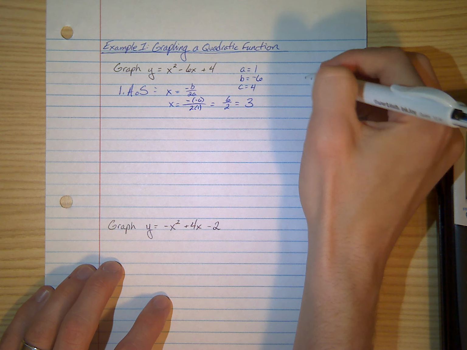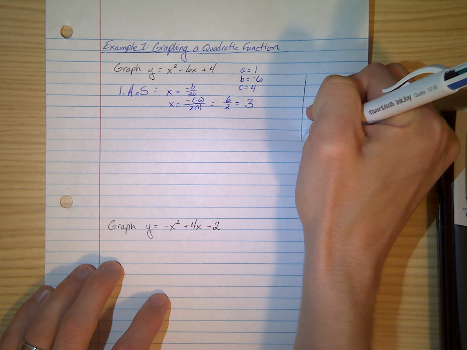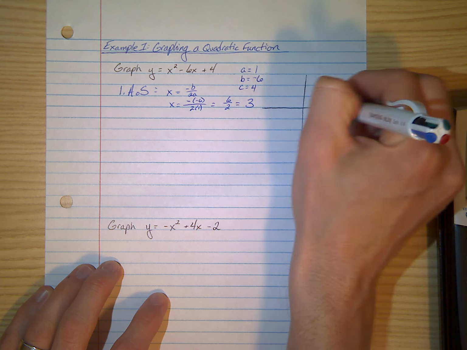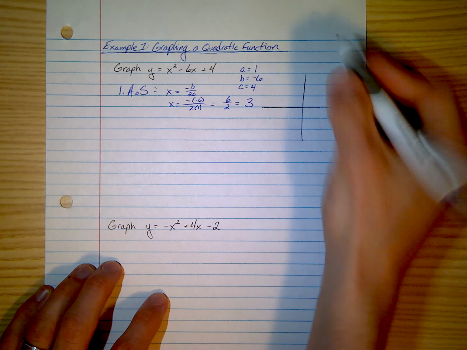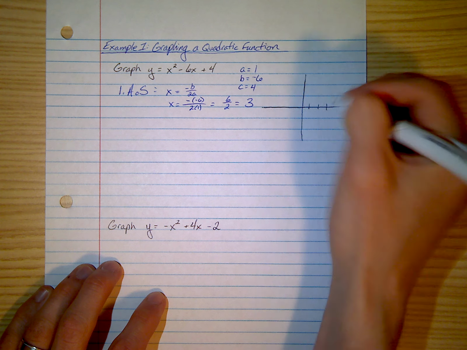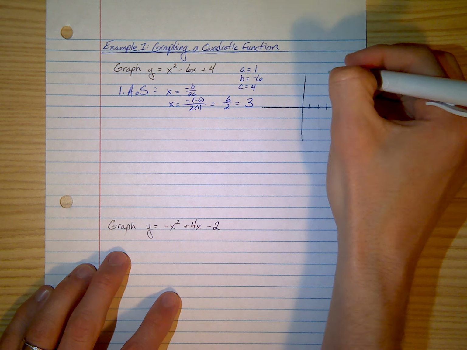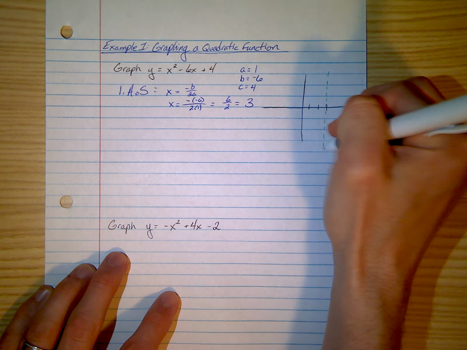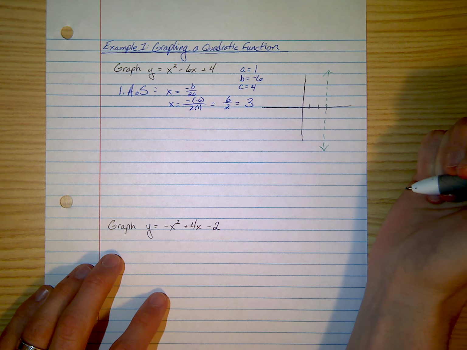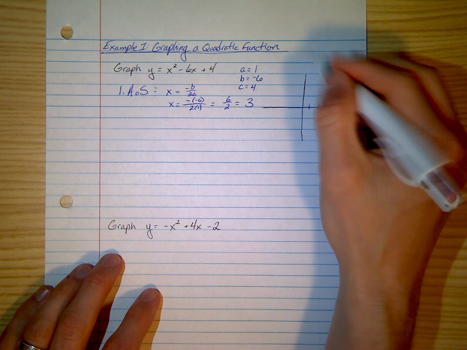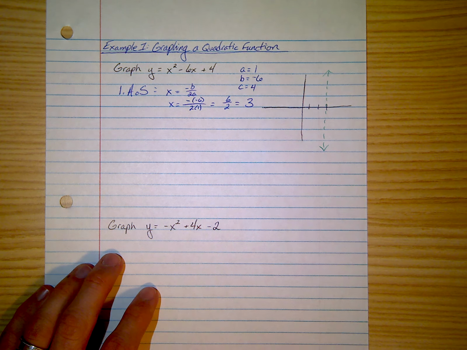Okay, so on your little graph that you're totally prepared and have drawn out ahead of time, x is equal to 3 tells you that that's the axis of symmetry. So on 3, you draw your little vertical line. Okay, so our parabola, our u, is going to be centered on that line.